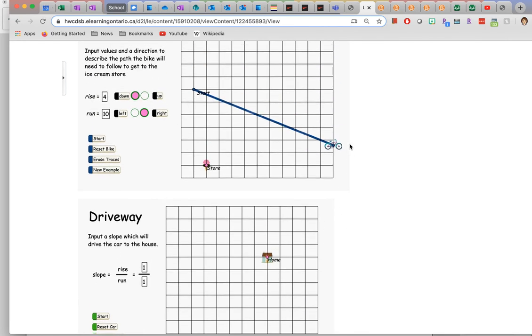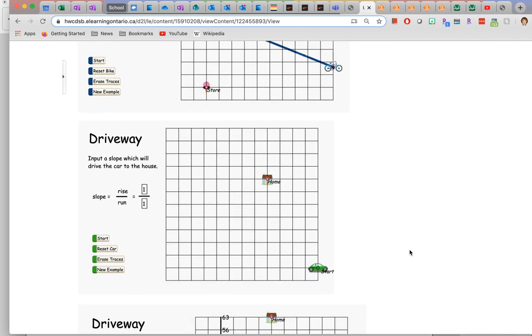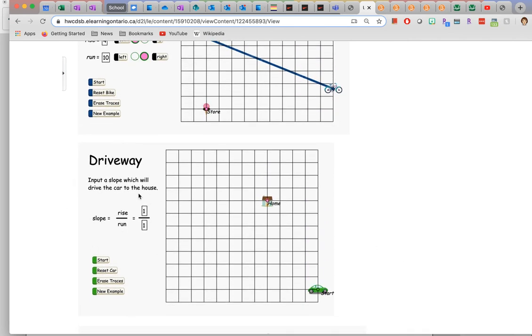Now I would like you to look at how the grid works. This is where we were: we had radio buttons for up, down, and left, right. This is where we are now. So how are you going to address the left, right issue when you don't have the radio buttons? That's the first thing I want you to think about. Get the car back home to the driveway. Input a slope that will do that. Try several different examples. Again, it still works the same way. If you want a new example, you click like that.